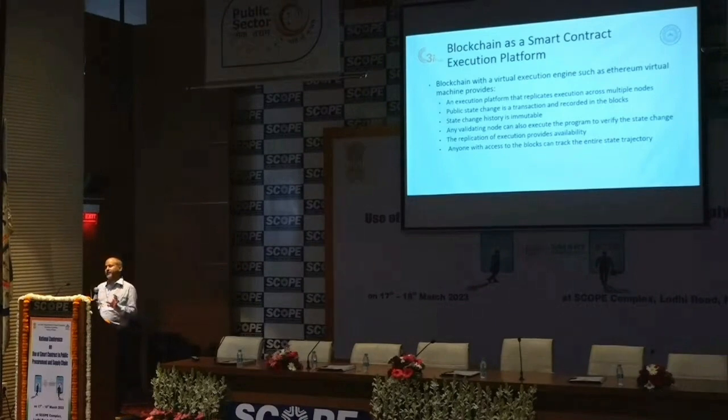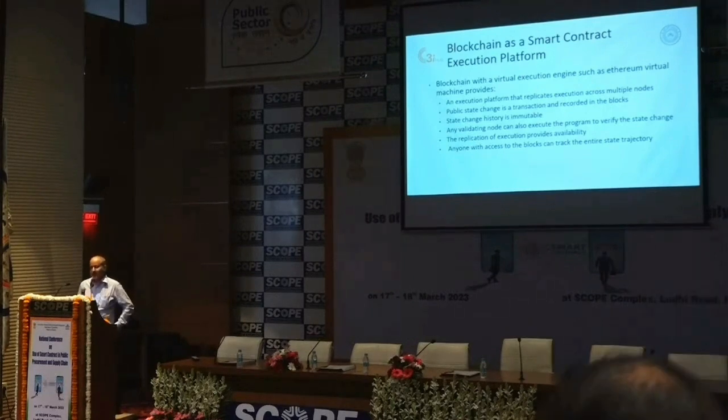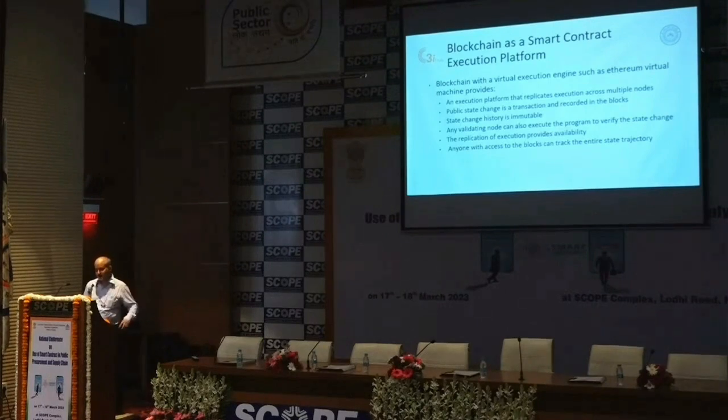And state change history, therefore, becomes immutable, because in the blockchain, once the block has been made and a sufficient number of blocks have been built, you cannot go back and change the transactions unless you have an immense amount of resources, either computing power or resources in terms of stakes and so on. So any validating node can also execute the program to verify the state change. And the replication of execution provides availability, and anyone with access to the blocks can track the entire state trajectory, right? So the requirements that I was talking about earlier, blockchain provides that execution environment which allows the smart contracts to have these properties that we want.